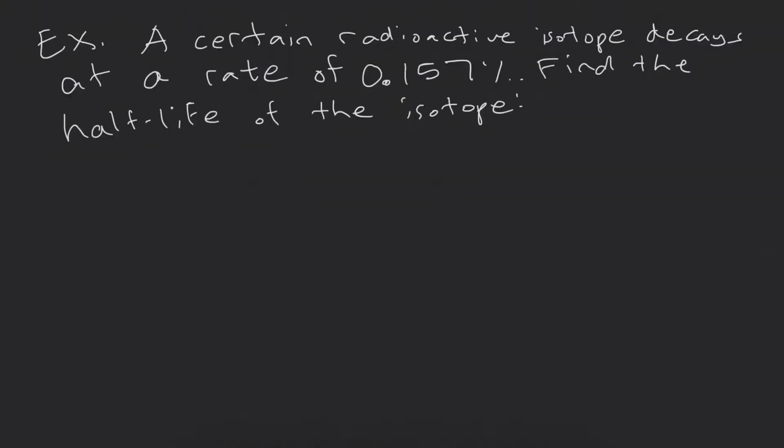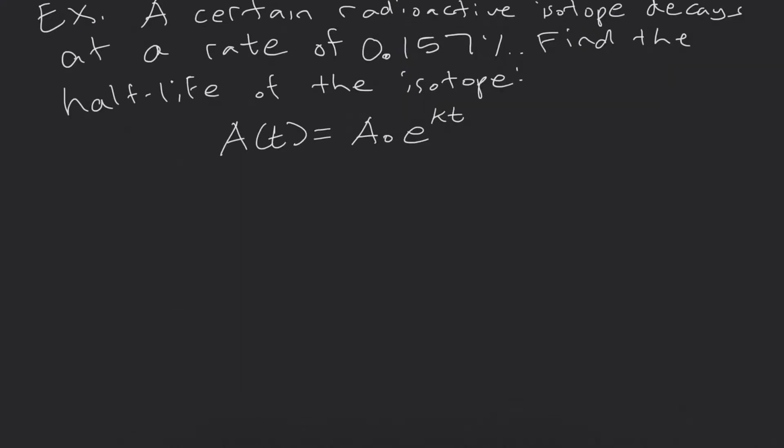All right, we know a certain radioactive isotope decays at a rate of 0.157%, and we want to find the half-life of the isotope. All right, let's go ahead and set up our equation here. So A of t is equal to A of 0 e to the kt. All right, let's plug everything in here. I'll leave A of t alone for a second. A of 0, unfortunately, I do not know here, so I'm just going to leave that alone as well.